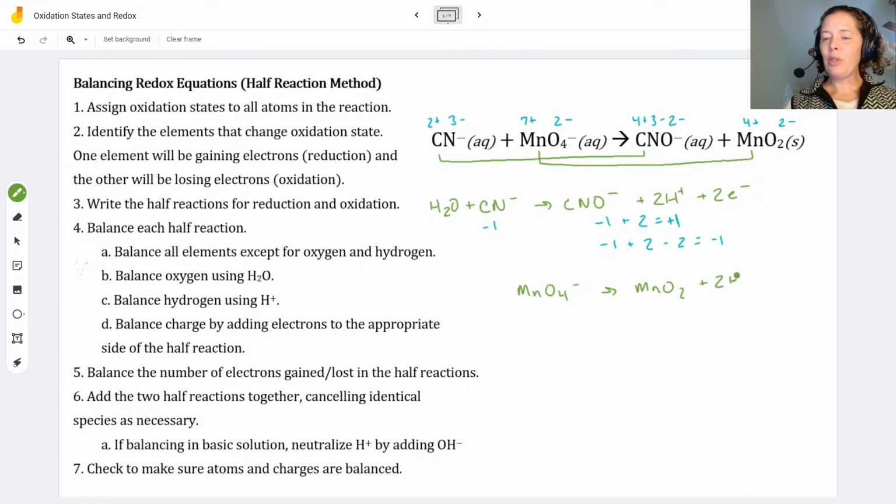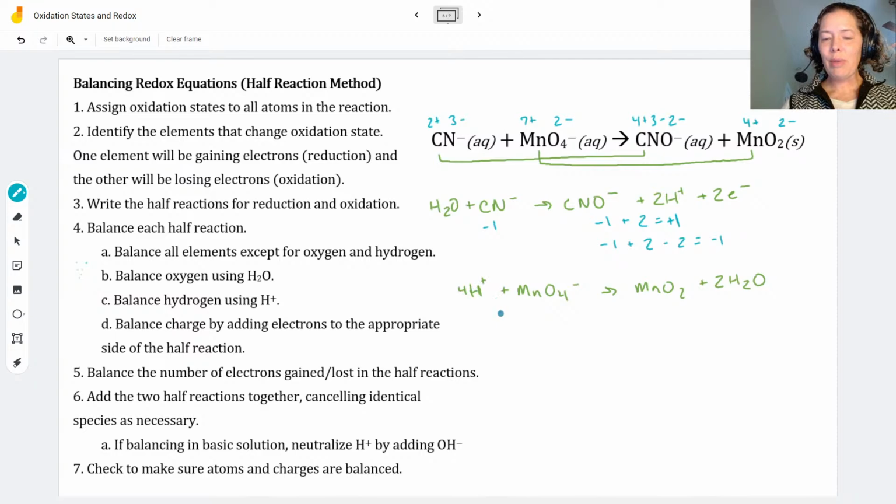So I need to put 2 water molecules there to make sure my oxygens are balanced. And now balance hydrogen using H+. I've got 4 hydrogen there, so I need 4H+ here. Just double checking that all atoms are balanced. Great. So now I need to balance the charge by adding electrons to the appropriate side. I'm going to do little side calculations right here. I am working on half reactions.